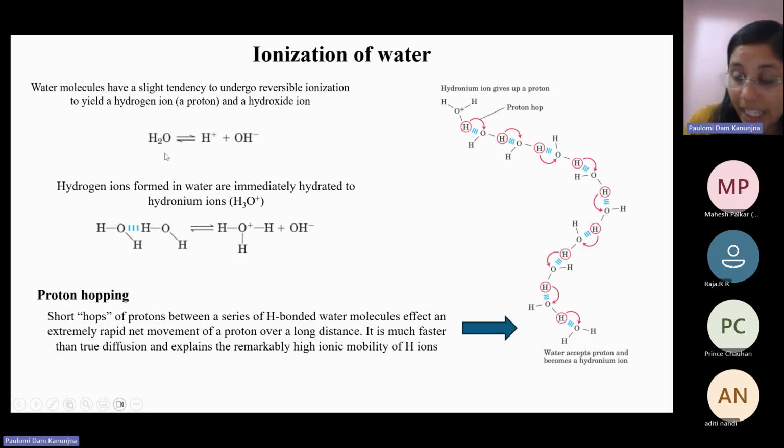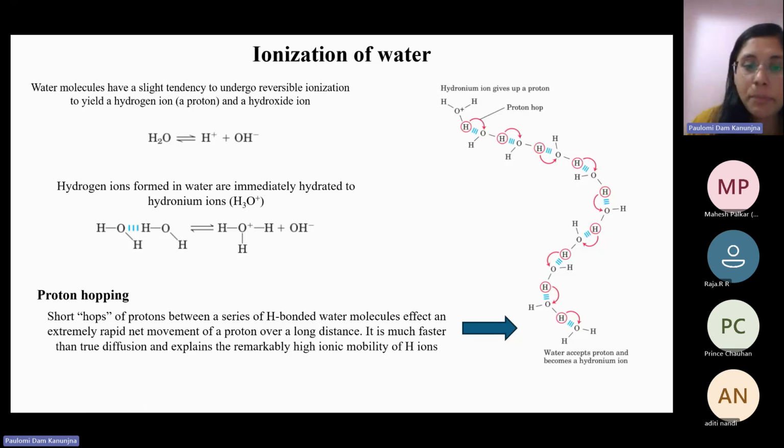So when you see a water molecule, it has this tendency to dissociate into H plus and OH minus ions, right? But this H plus ion, which is formed, doesn't stay as an H plus ion, but rather immediately hydrates the next water molecule, and that H plus becomes H3O plus. So you can imagine in this chain, the proton from this molecule will hop on to the next water molecule. So it's basically a proton hopping from one molecule to the other.